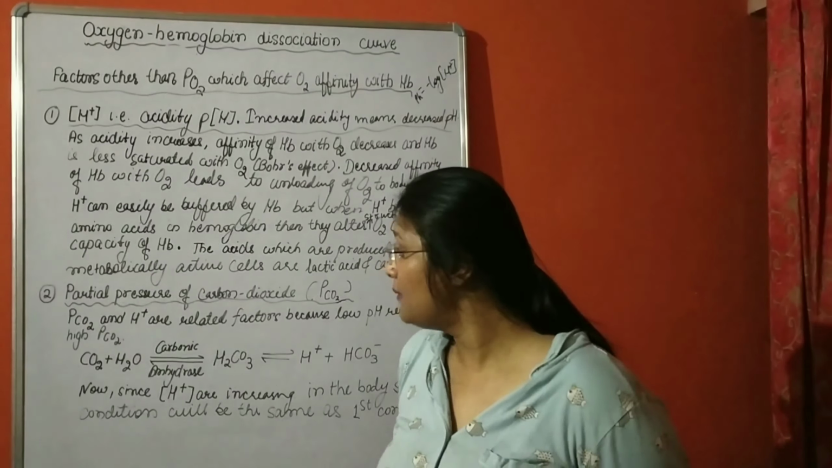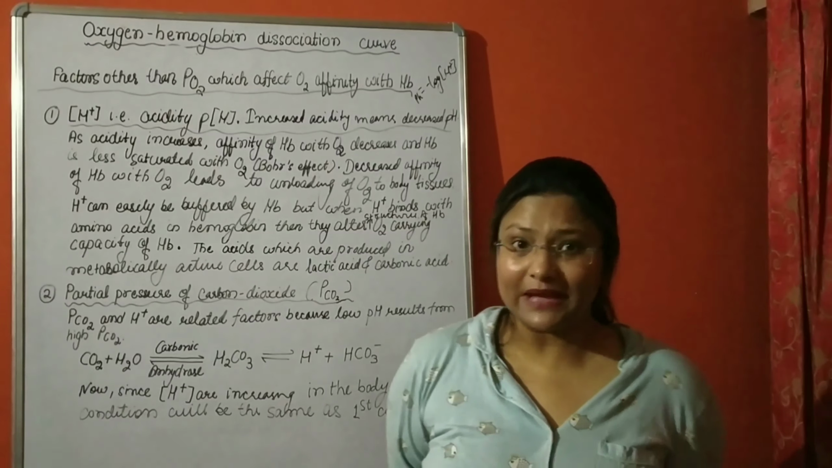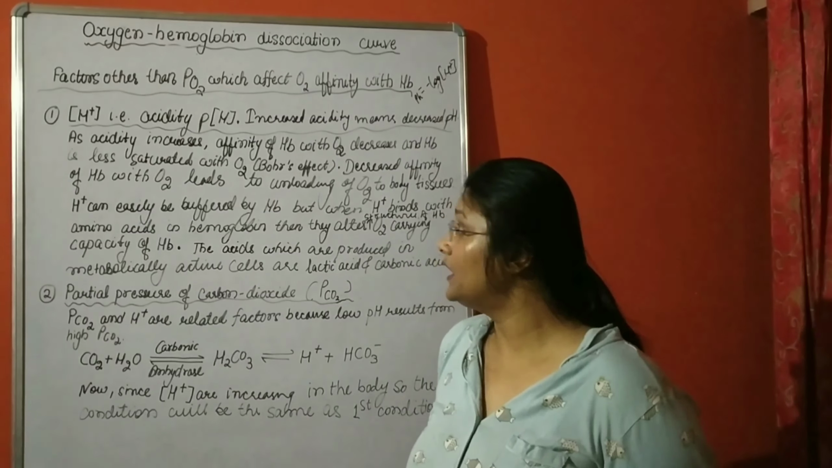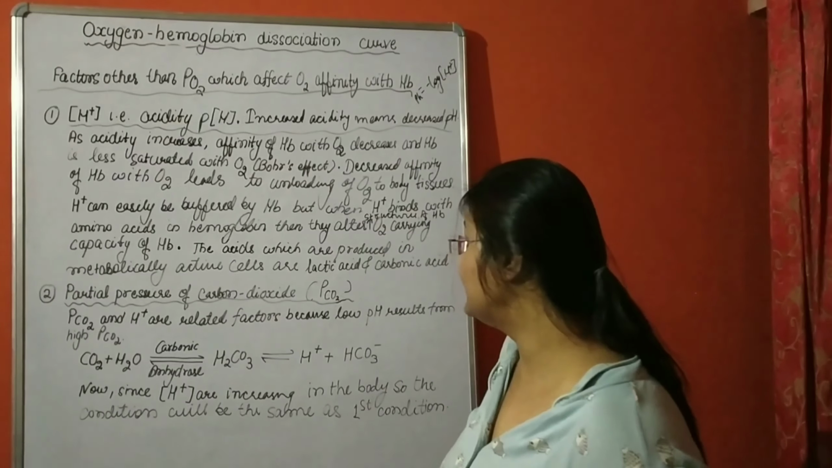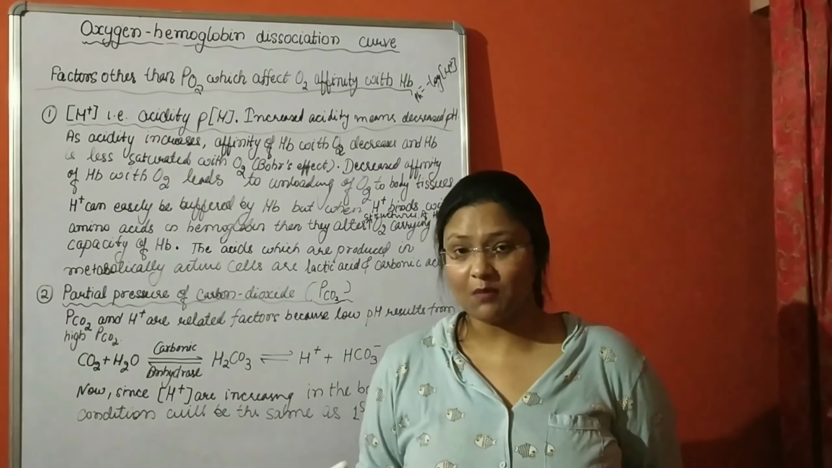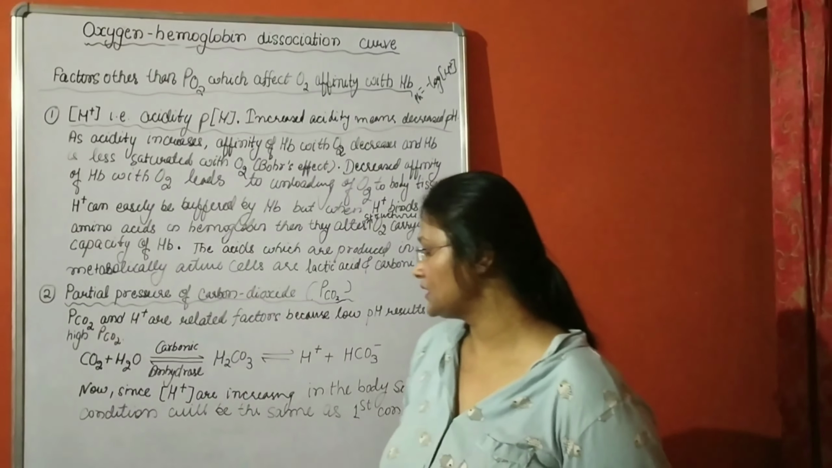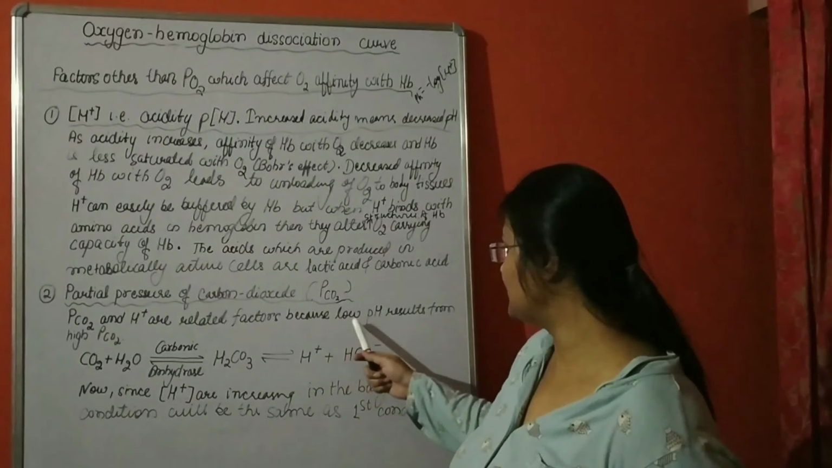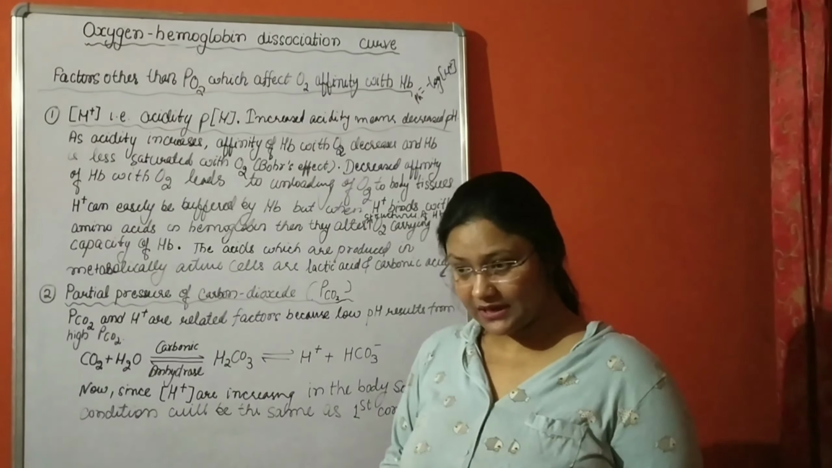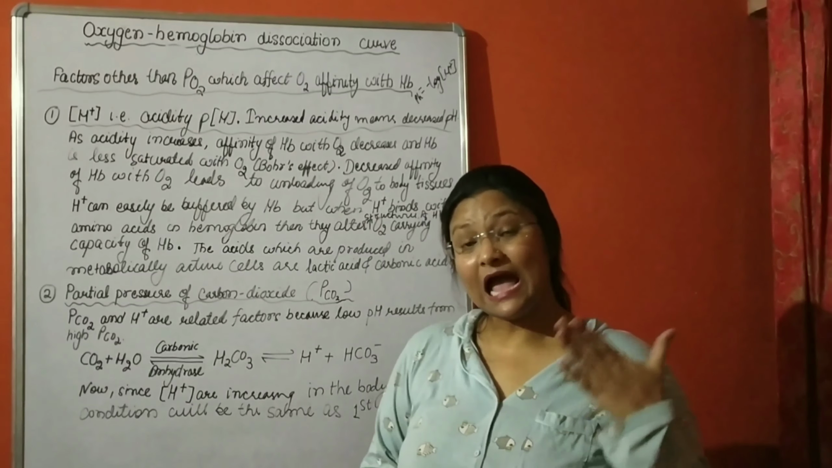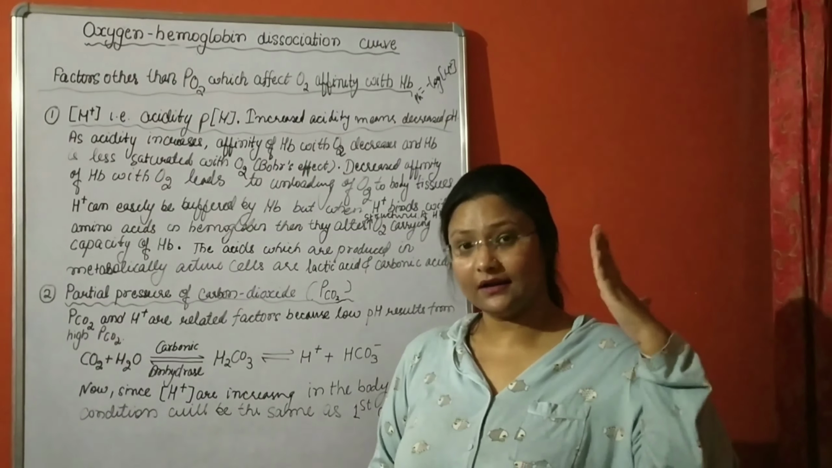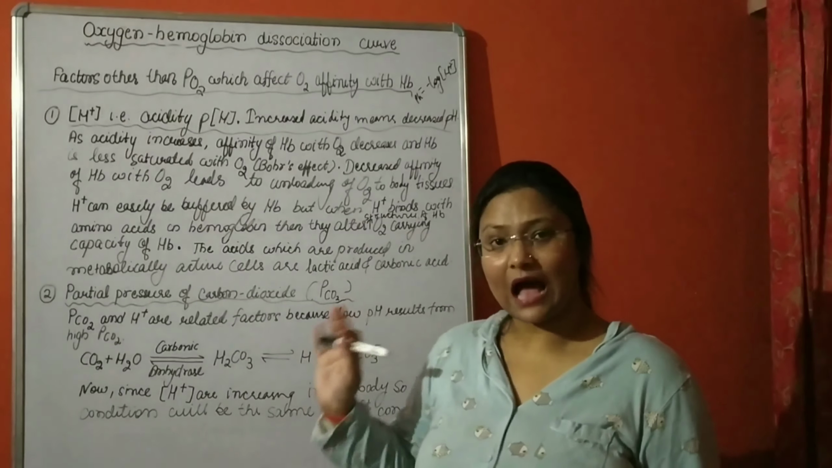Now the second factor is partial pressure of carbon dioxide. It also has the same kind of effect, because partial pressure of carbon dioxide is related to acidity in the body. Let us discuss how. PCO2 and H plus are related factors because low pH results from high PCO2. Like when partial pressure of carbon dioxide is high, H plus ions increase, and an increase in H plus ions means a decrease in pH. Let us discuss how they do.